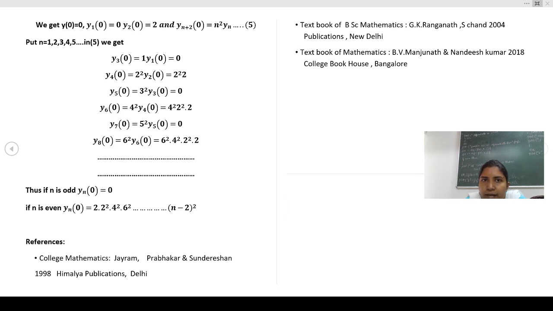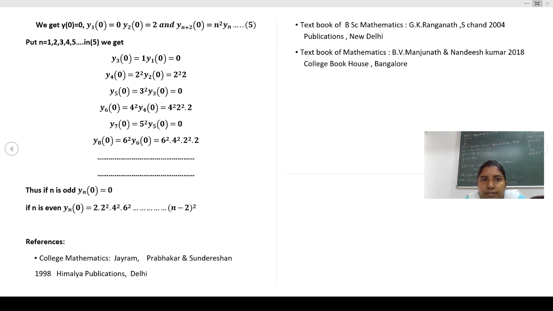For this equation, when we apply n is equal to 1, we have y_{1+2}, that is y3 of 0, is equal to 1 square means 1, into y1 of 0. y1 of 0 is 0, therefore 1 into 0 is 0. Next, applying n is equal to 2, we have y4 of 0 is equal to 2 square into y2 of 0. y2 of 0 is equal to 2, therefore 2 square into 2. I didn't simplify it here because there is a common pattern.